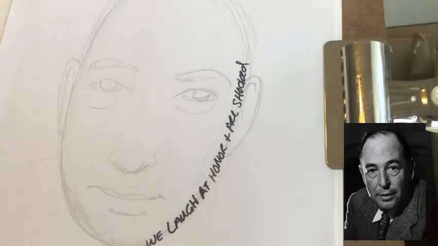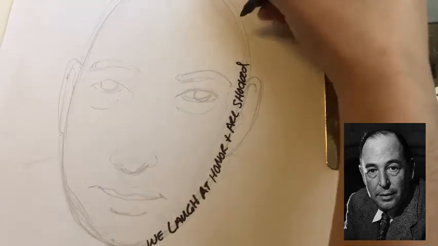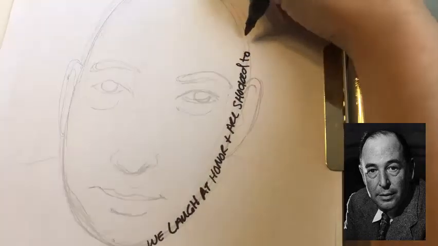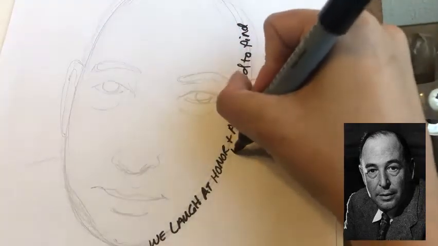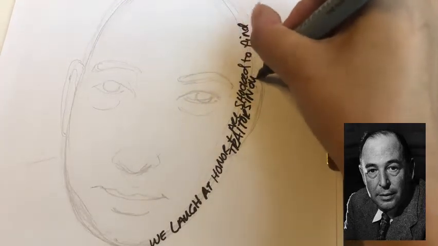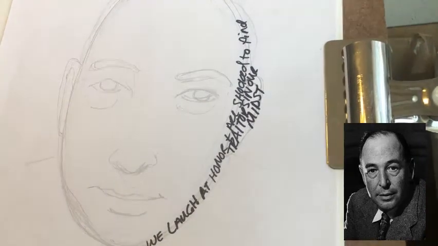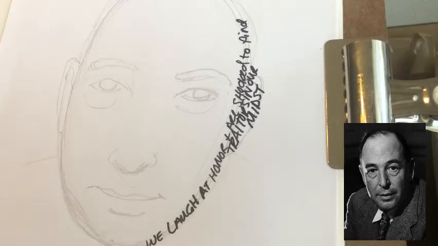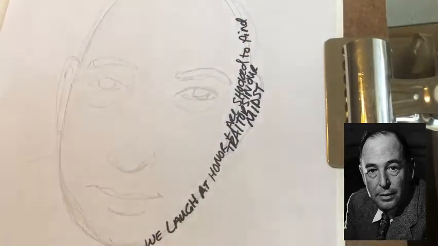I'm just going to go around where my lines were and continue that. See? Okay. And I'm just going to continue doing that. Every quote that you have, you're just going to continue applying it to the darker areas.